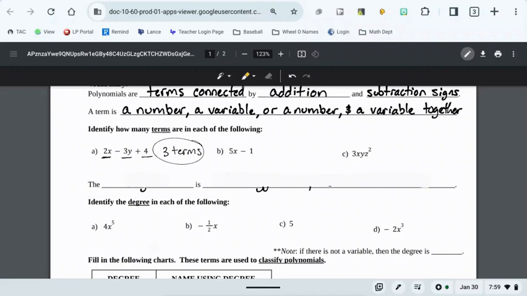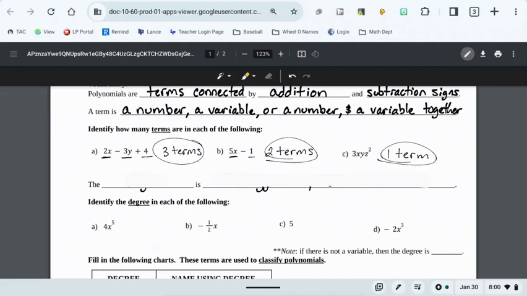Take a look at B. We have 5x and then 1, and they are separated by a subtraction sign. So therefore we have 2 terms. And this last one, 3xyz squared. There are no addition or subtraction signs, therefore we have 1 term.